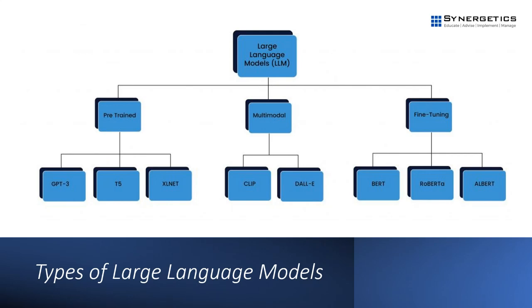So you can say there are different types of large language models available. One is pre-trained, second is fine-tuned, and the third one is multimodal. You can see the names of models that come in these categories, but it's quite old. But yes, even new models are mostly developed as multimodal types like GPT, which supports multiple input types.